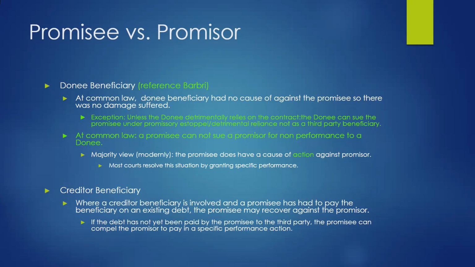Creditor beneficiary. Where a creditor beneficiary is involved and a promisee has had to pay the beneficiary on an existing debt, the promisee may recover against the promisor. If the debt has not yet been paid by the promisee to the third party, the promisee can compel the promisor to pay in a specific performance action.